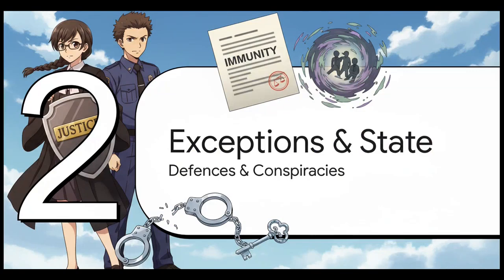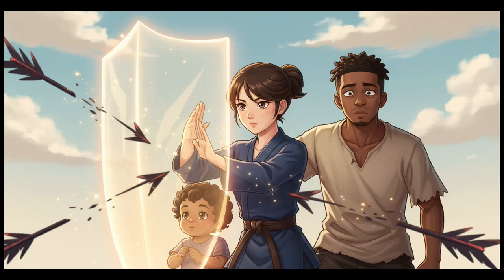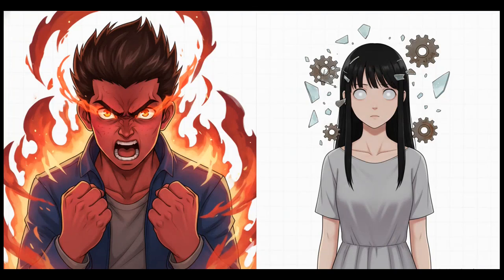Moving right along to Unit 2, exceptions and state offenses, the escape hatches and conspiracies. Now we're looking at your general exceptions, the ultimate shields in criminal law. They range from absolute immunity for young kids under 7, which is a concept known as doli incapax, all the way to the highly scrutinized rights of private defense and insanity. If you can definitively prove one of these, even if you physically committed the act, the law says you are not a criminal. But listen, actually claiming these exceptions is incredibly tough.